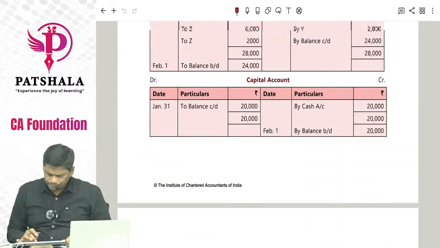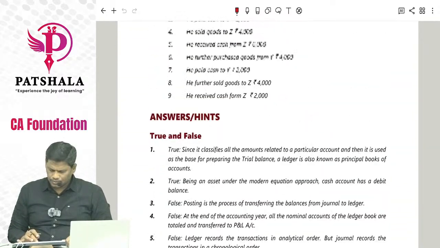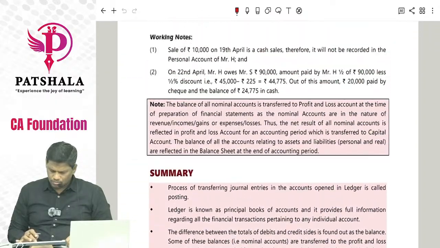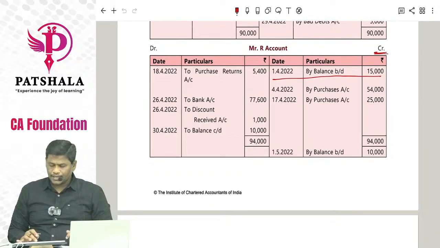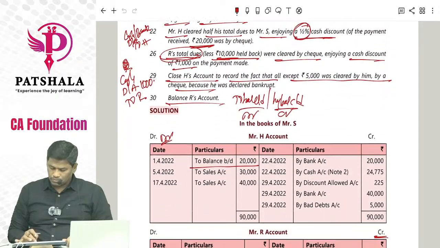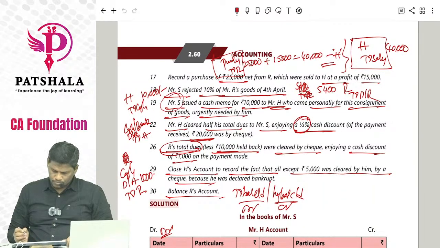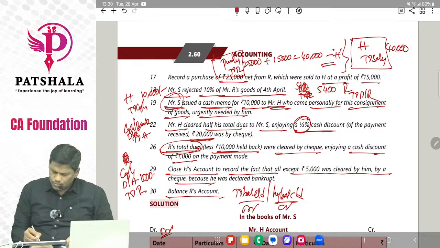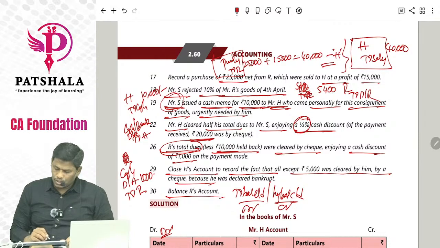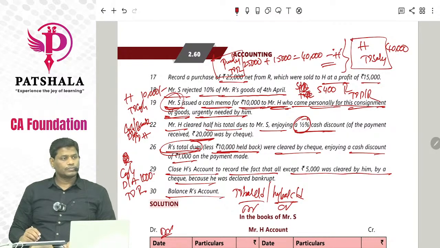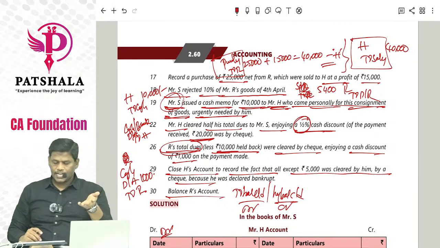He gave cash, didn't he? Didn't he give cash? Oh, he gave it, our cash. Where? 10,000 to H, who came personally for the consignment of goods urgently needed. We gave cash, right, 10,000. S gave the cash to whom? H. H to cash.